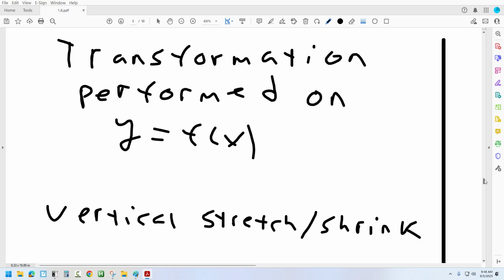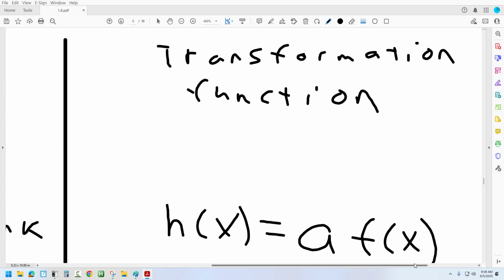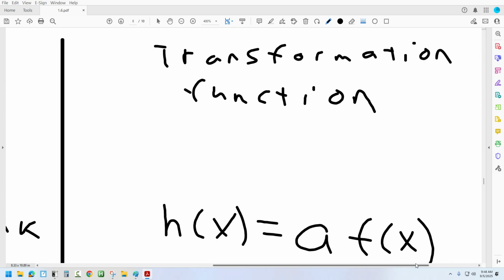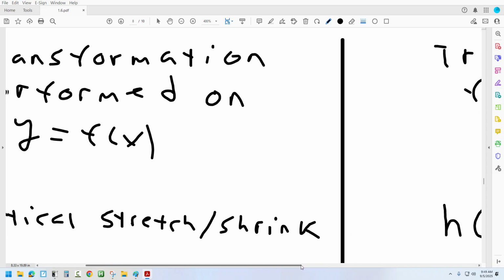Vertical stretching and shrinking. So this is the left side of my chart. What arithmetic is involved when we stretch or compress something? Was that an addition, subtraction, or was that a multiplication? Yep. Multiplication. Yes, that was multiplication, and it was in front of your function. So multiplying by a letter in front of the function is how you do a vertical stretch or compression.